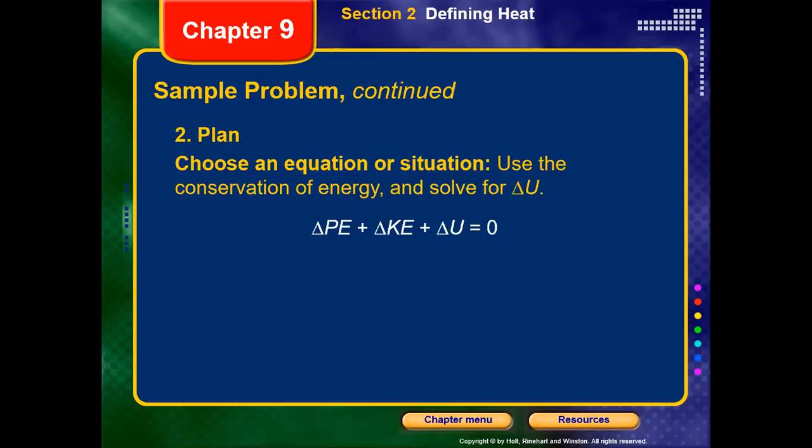Potential energy plus kinetic energy plus internal energy equals 0. We want the delta U, which is the internal energy. So I will leave it here and change these two at the other side. This is the change of potential energy, meaning potential energy at the final minus the potential energy at the initial, or the final minus initial. Also kinetic energy final minus initial.